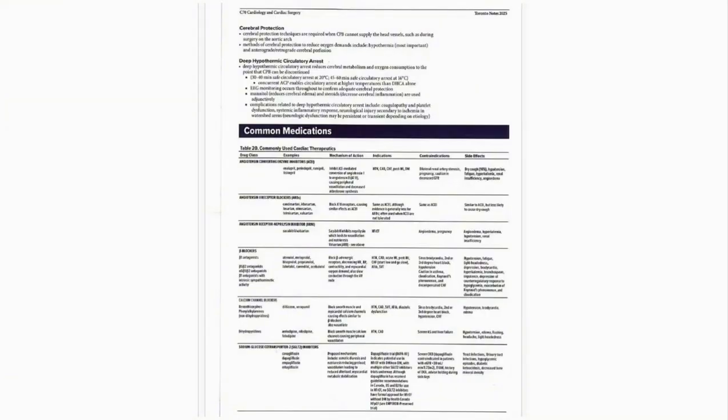Angiotensin receptor blockers, or ARB. Examples include candesartan, irbesartan, losartan, olmesartan, telmisartan, and valsartan. ARBs directly block angiotensin II receptors, producing effects similar to ACE inhibitors.